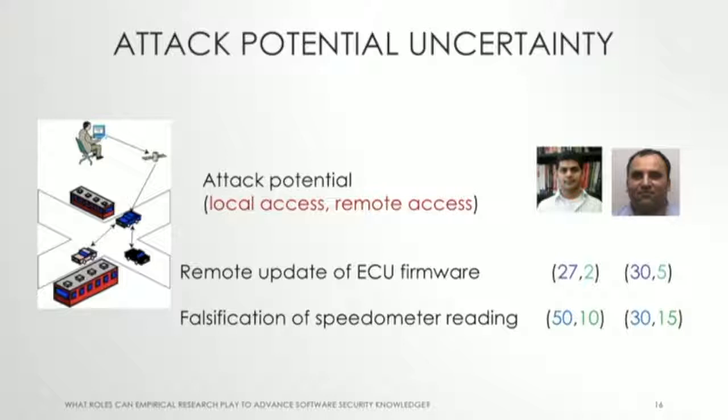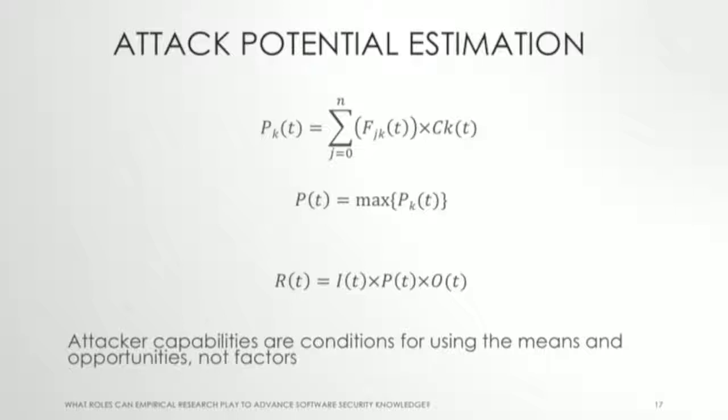So we came and formulated this. Since attacker capability is a condition to use specific means and opportunity, you have the set of factors for each threat. You identify the capability, capability K here, and you want to identify P, the potential of attack. You have the factors multiplied by your likelihood of having that capability. Then the potential of attack is going to be the maximum of the potential of attacks given the different capabilities, so the maximum over all the potential capabilities that you have.